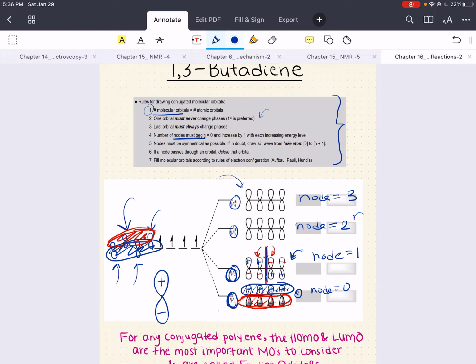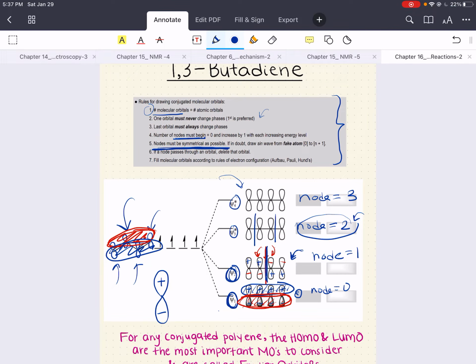In this next MO that we want to draw, we need to have 2 nodes. That means we need 2 places that switch up phases. And we need to make this as symmetrical as possible. This is part of the way we draw appropriate molecular orbitals. So, if we want to have 2 nodes in this MO, we need to make sure it's as symmetrical as possible.